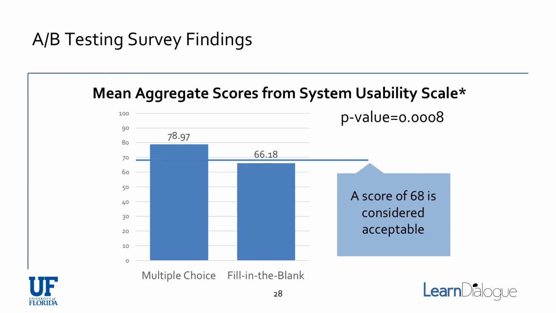For the system usability scale, there was a statistically significant difference between the versions, with the multiple choice version having a higher SUS score. A two-tailed paired t-test was performed and there was a p-value of 0.0008. Interesting to note is that SUS scores are out of 100 and a score of 68 or higher is considered acceptable. The fill-in-the-blank version is just below this with a score of 66.18, while the multiple choice version is well above this threshold with a score of 78.97.